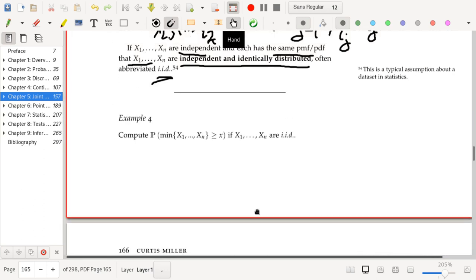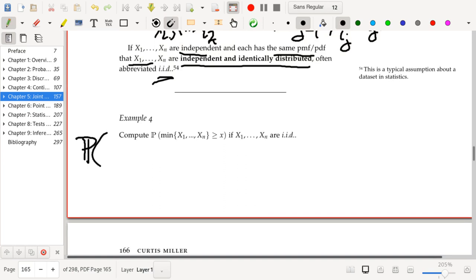Okay, so an example. Let's compute the probability that the minimum of all of these random variables is greater than or equal to some number x if these random variables are IID. This is a very fancy trick that I saw once. So I want to compute the probability that the minimum of the random variables needs to be greater than or equal to some quantity x.